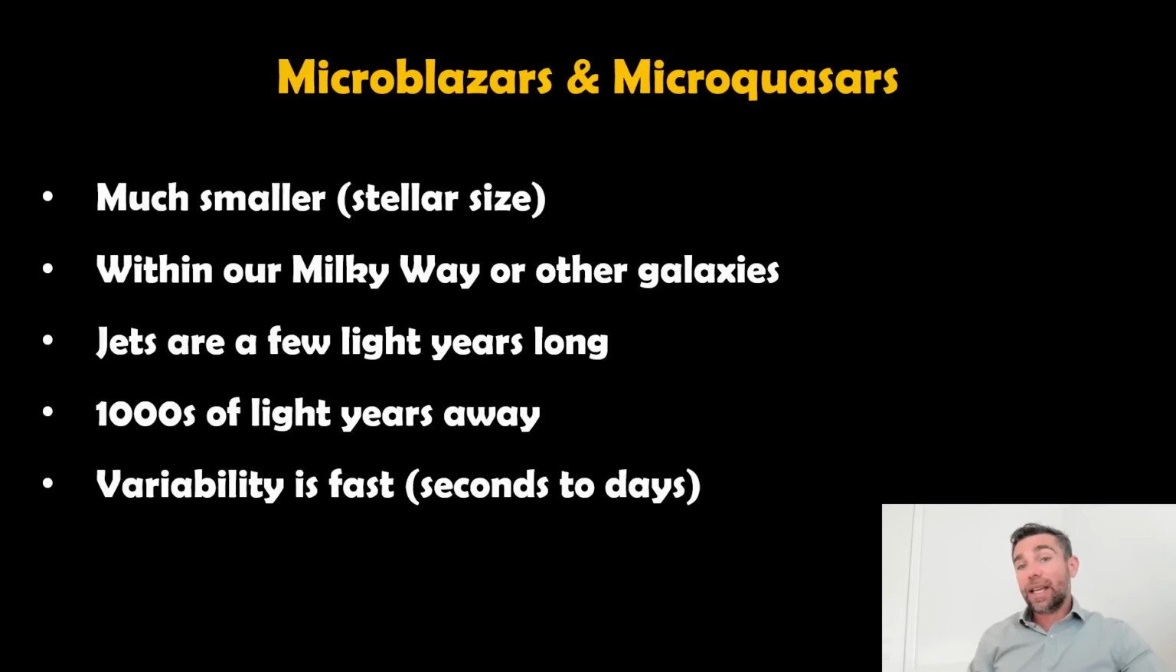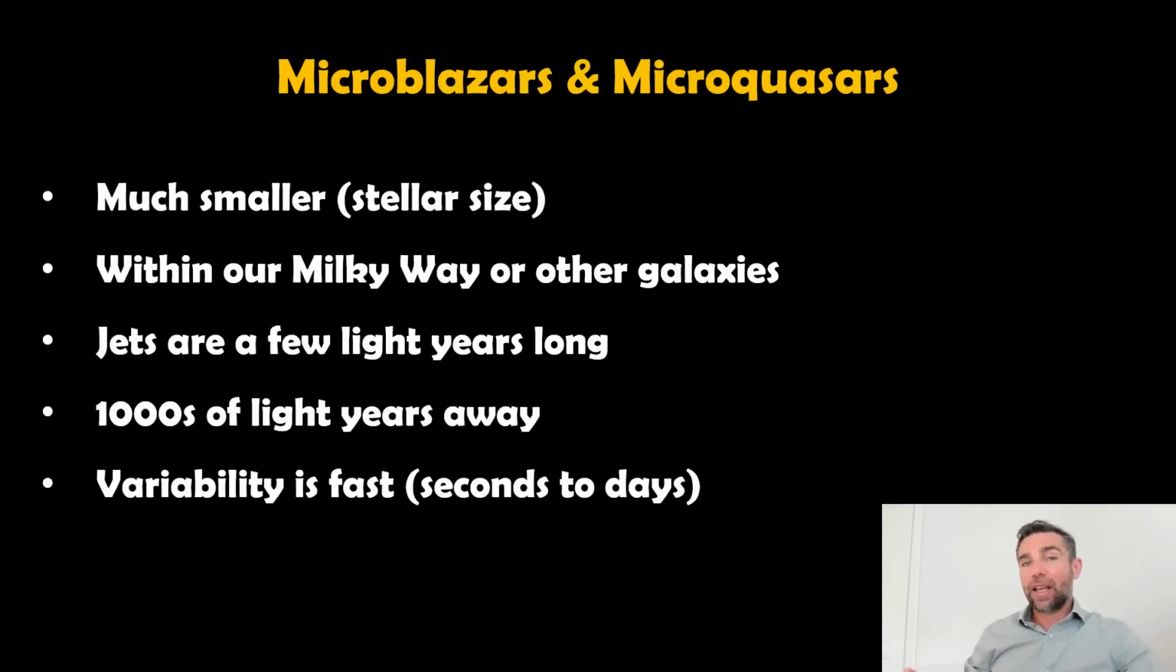Now, with the microblazars and microquasars, these are typically quite small. So you're talking on the order of star size, star mass. They're not necessarily in the center of a galaxy. These are going to be within a galaxy somewhere, a bit like the stars in and around a galaxy. They could be within our own Milky Way, or they might be in a nearby galaxy. And that's quite important because they're not quite as powerful. We can't see them at such large distances.